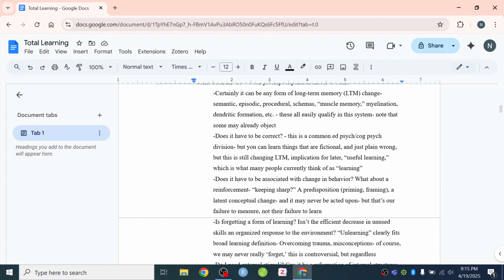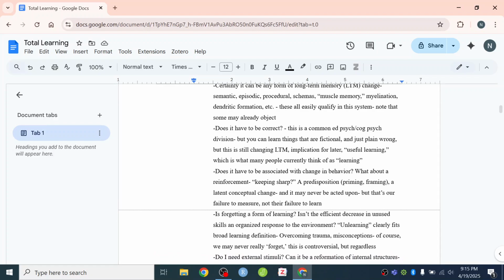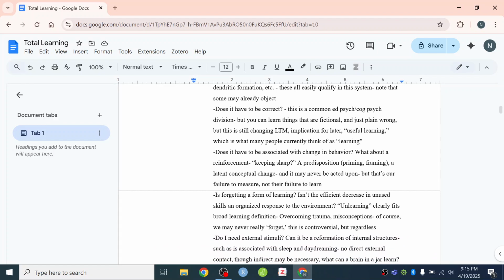The adoption of a new piece of information or a new skill, and then the reduction in prevalence or presence of that information or skill is in and of itself a part of the learning process and should be thought of as within the bounds of total learning if we're counting everything that we could possibly count. Overcoming trauma, misconceptions. Again, what it is or is not forgetting is a little bit controversial, but whatever that process is, we should be thinking about that process and including it in our consideration of the total learning done by a person or subject in a given period of time.